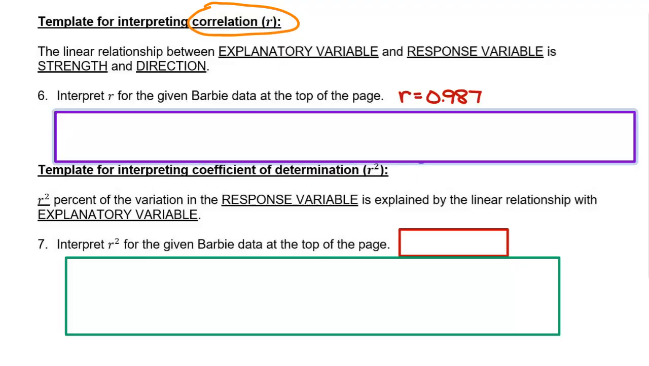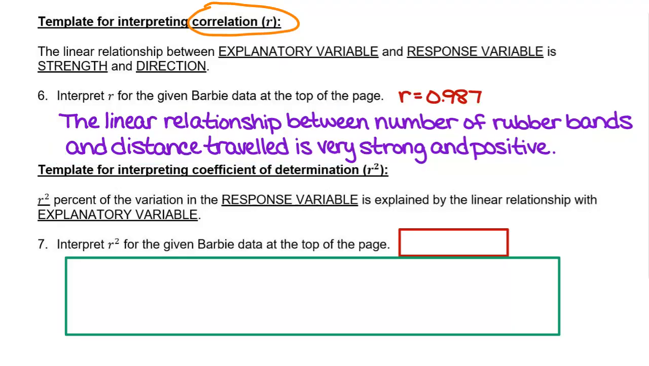So what would this sentence sound like? The linear relationship between the number of rubber bands and distance traveled is very strong. Positive? Yes, I love it. That's perfect. The linear relationship between the number of rubber bands and the distance traveled is very strong and positive. That's exactly what I had written.